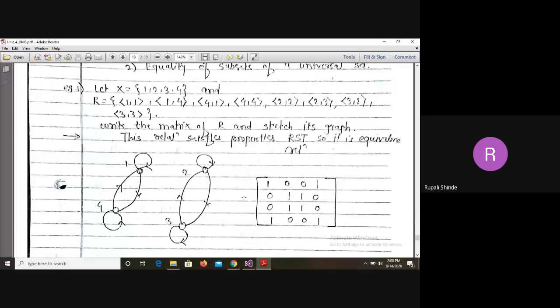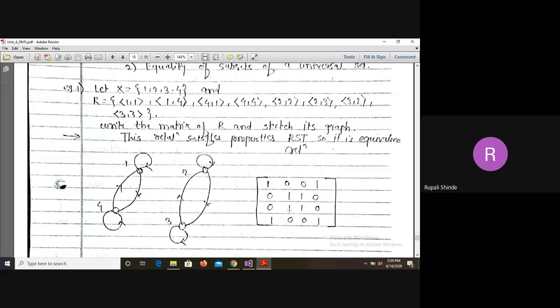Then 2, 2, second row, second column, mark here as 1. 2, 3, second row, third column, again it is 1. 3, 2, third row, second column, again it is 1. And 3, 3, that is third row, third column, again we mark that as 1. So this is the matrix for the given relation.